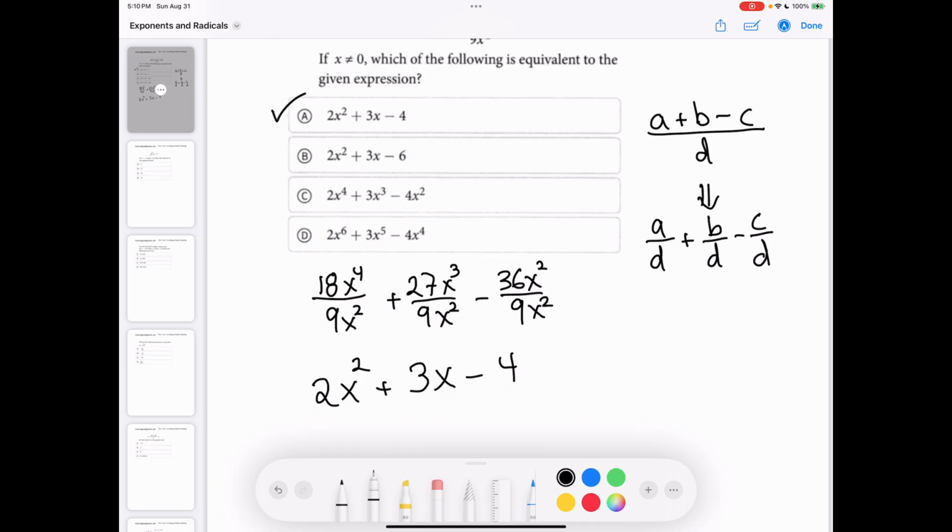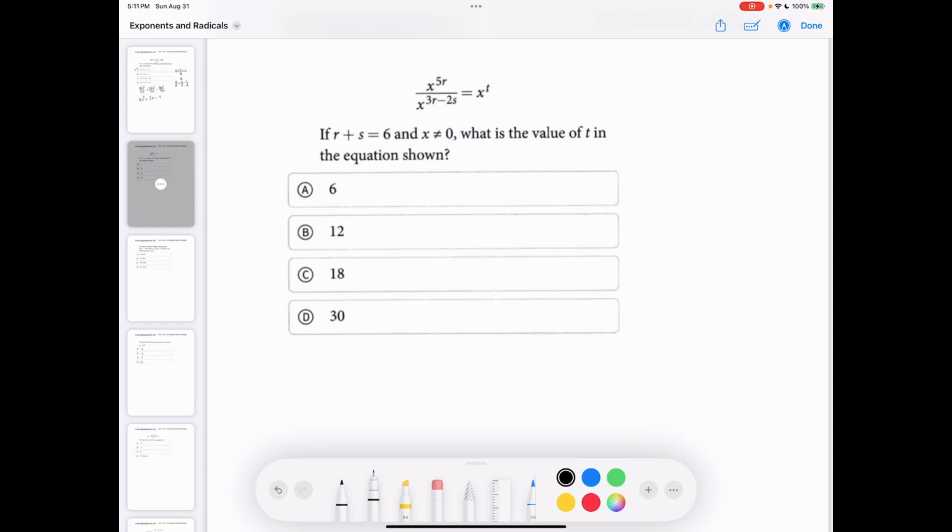All right, let's move on to the next one. So now we have x to the 5r divided by x to the 3r minus 2s equals x to the t, okay? Please note that the exponent in the denominator on the left side is the entire 3r minus 2s, okay? So they're saying if r plus s is equal to 6 and x is not equal to 0, what is the value of t in the equations shown?